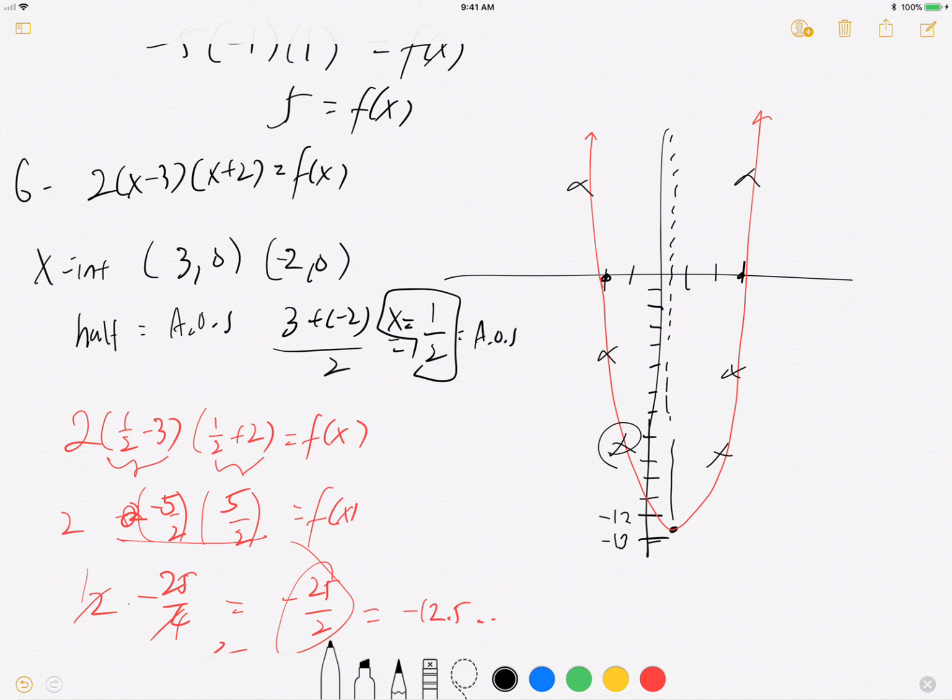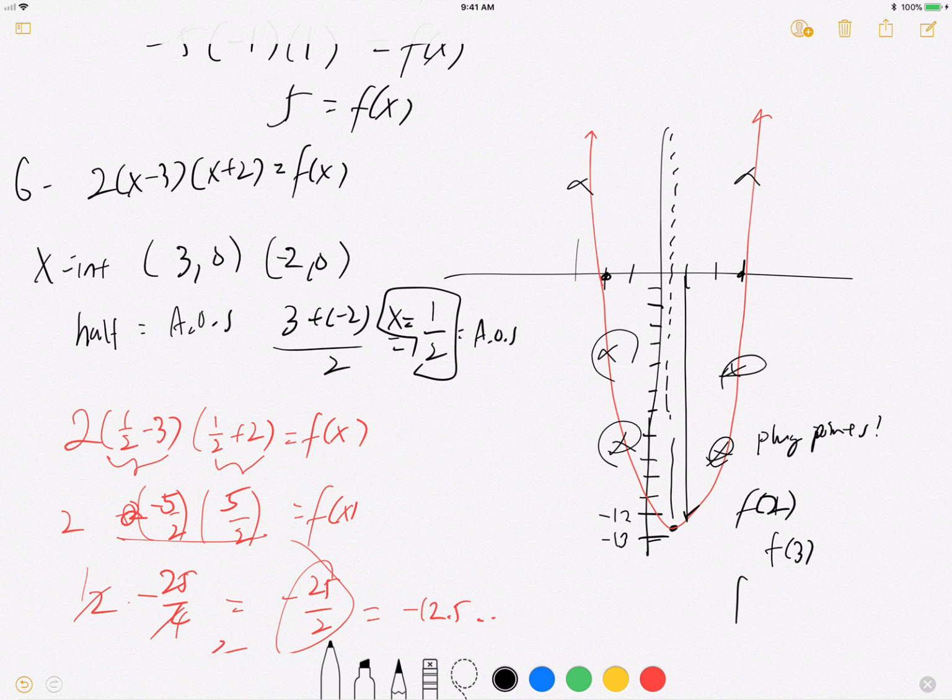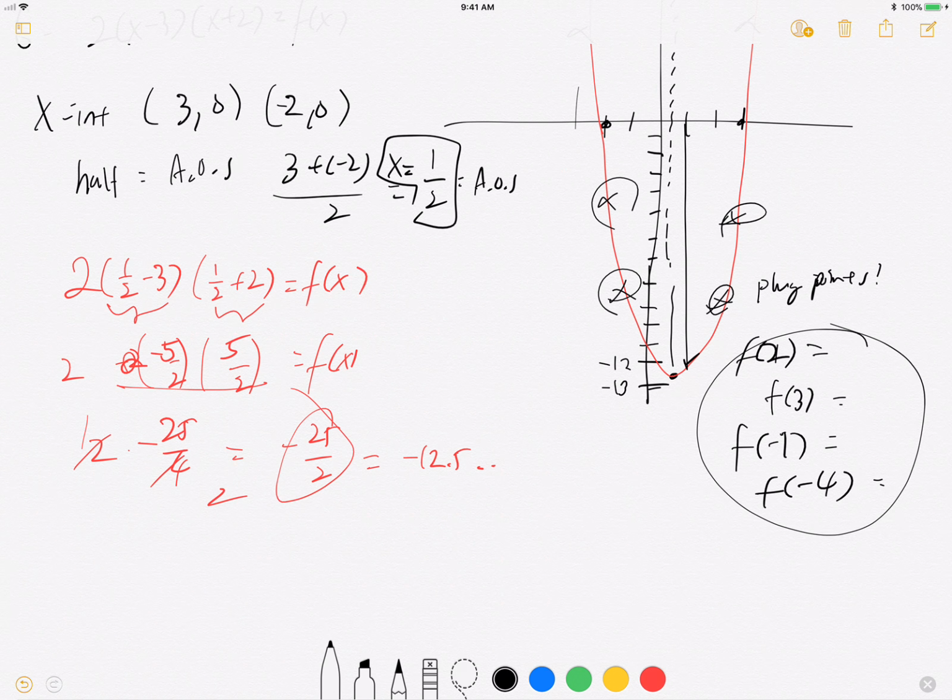Now, notice how I didn't have any points here. You must try out some of these points. For me, I can sketch pretty easily, but make points, plug points. So get f of 1. Tell me what f of 2 is. Tell me what f of 3 is. Tell me what f of negative 1 is. Tell me what f of negative 4 is. Get those extra values, even though it might seem annoying to do. If you're running low on time, you really can't afford this luxury, but you really want to test to see if your graph looks accurate or not. You need a lot of testing points.